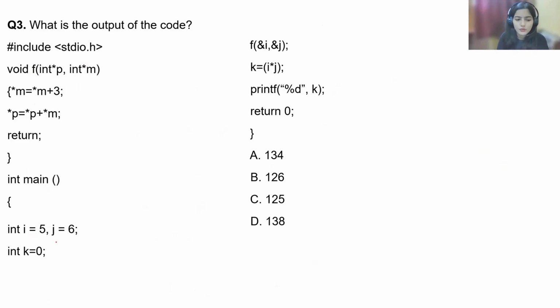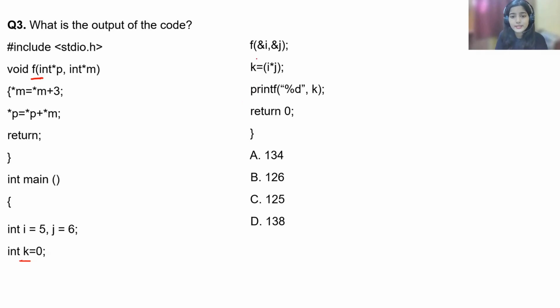Here we are having two variables i and j. i has been initialized with 5 and j has been initialized with 6. Now we are having another integer variable, that is k. So k has been initialized with 0. Now here we are having a function f. To this function, first of all, what sort of function calling approach is this? Make sure to comment. Well, let me tell you, this is call by address.